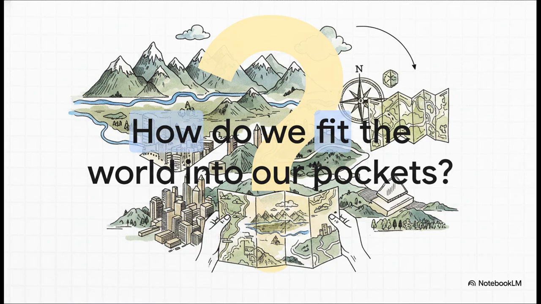Just think about this for a second. How is it actually possible to take massive physical spaces, sprawling mountain ranges, winding rivers, dense cities, and shrink them down into a proportional, portable guide that you can literally just fold up and put in your pocket? It's basically compressed reality. It feels a bit like magic, but it's actually a highly refined science.